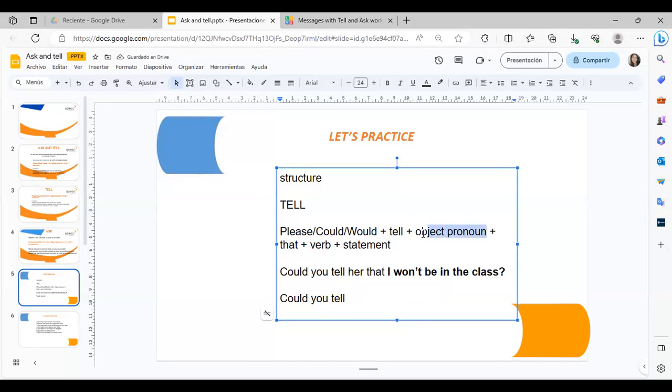The object pronoun. So let's see, give me an object pronoun. Could you tell him? What else? Could you tell him that?